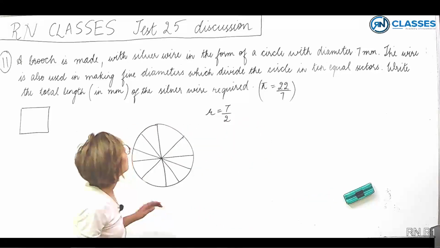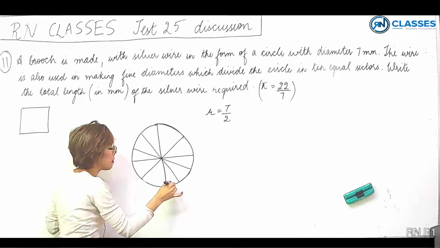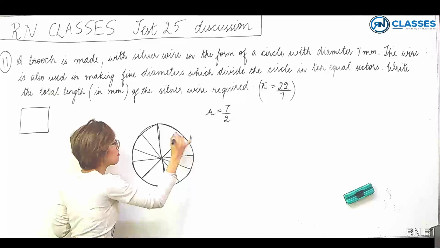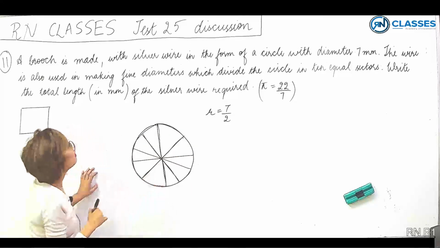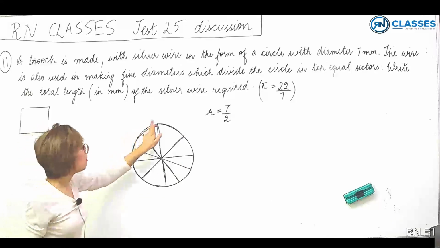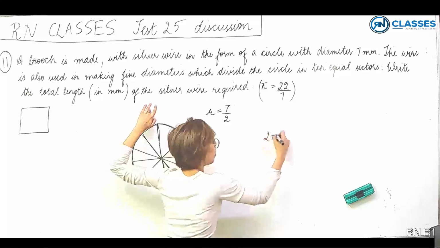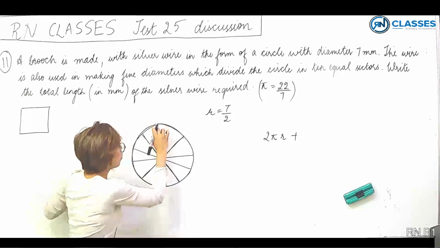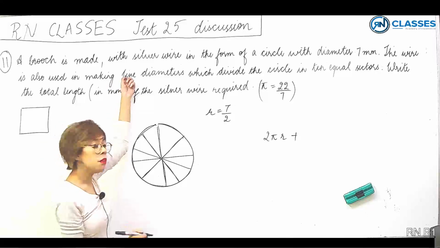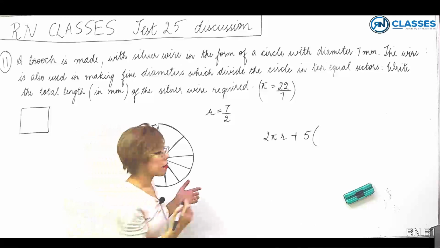So, the wire is used where? In the circumference, as well as forming these 5 diameters. So I need to find the length of the total silver wire required. So silver wire is here, first of all, in the circumference, which is 2 pi r. Plus, it is also used in these diameters. Now, how many diameters are there? They are 5 in number. So plus 5 into the length of each diameter, that is 2r.